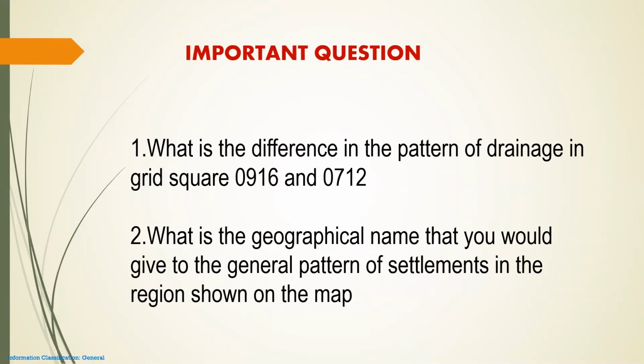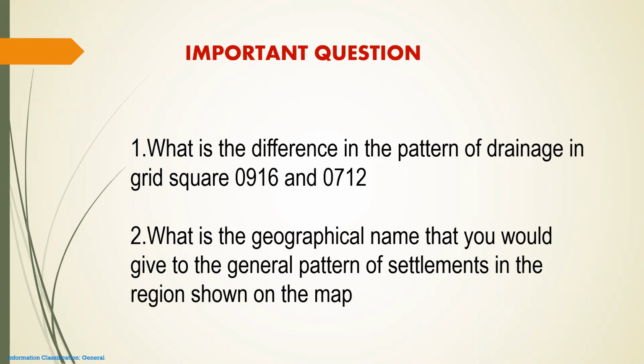And here are some important questions. What are the differences in the pattern of drainage in grid squares 0916 and 0712? This is one figure I gave here, and you can refer to your topo map, take any grid reference, and find out the drainage pattern from that particular grid square. Take any topo map and try to find out the different types of drainage patterns. With more practice only, you can be very good at topographical sheet reading.